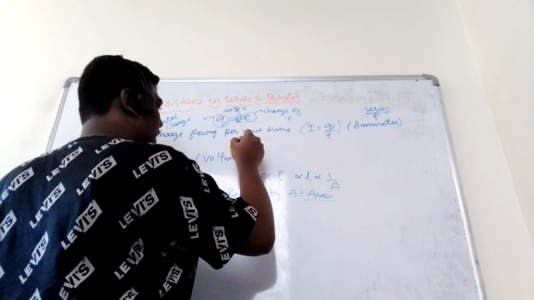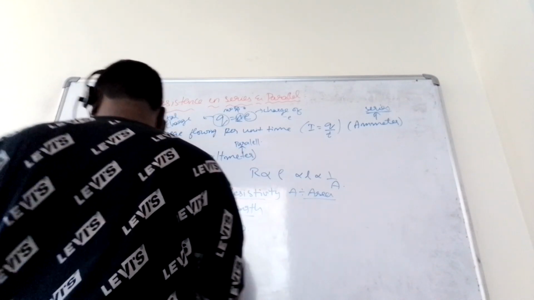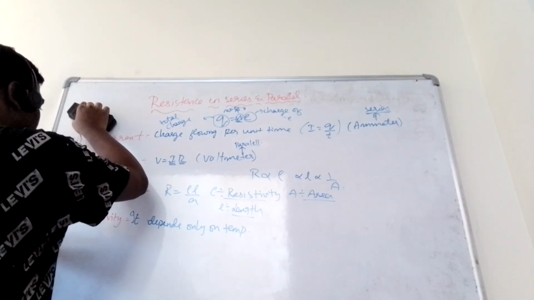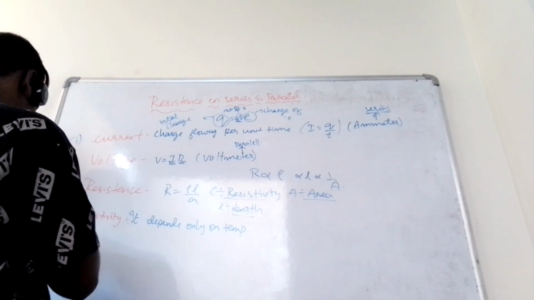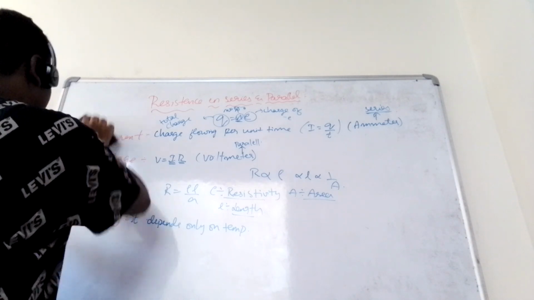Voltmeter is connected in parallel. Now let me show you what you mean by series and parallel. I am rubbing this one. And the resistivity symbol of course is rho. This is the basics.